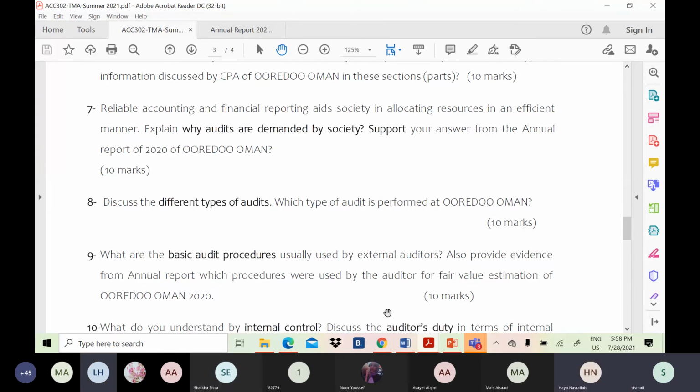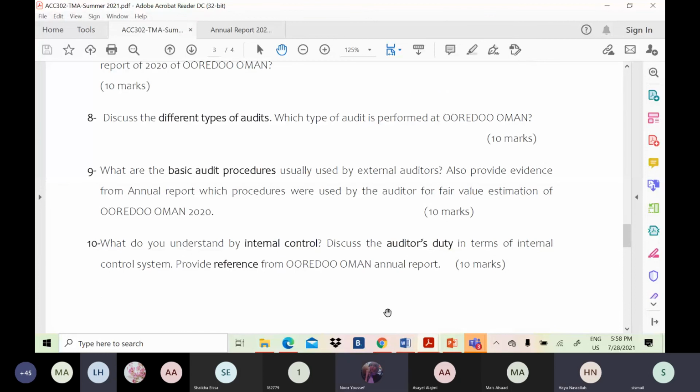Okay. Question number 8. 2 parts. Exactly. 2 or 3, it's up to you. I can say different types of audits and auditors, or I can divide it into two parts, the type of audits and the type of auditor, and then which audit was performed by Oredo Oman. Excellent.